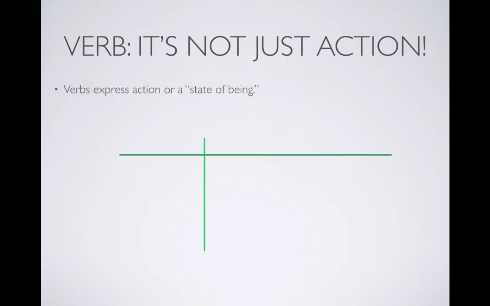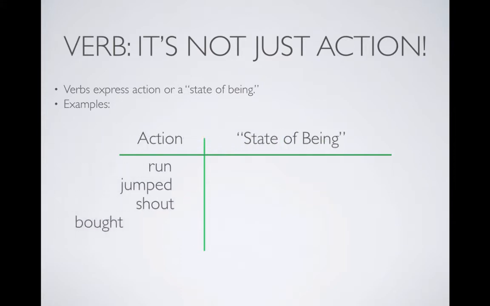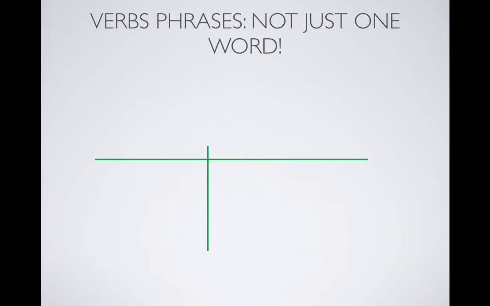Verbs clearly are not just action. Verbs express action or, for example, a state of being. In this case, we can have run, jumped, shout, bought. Of course, those clearly show action. But what about these? They express a state of being, and they are also verbs. Verb phrases do not consist of only one word.